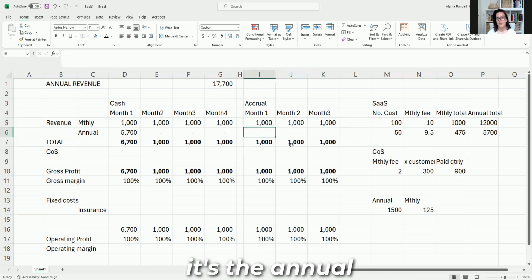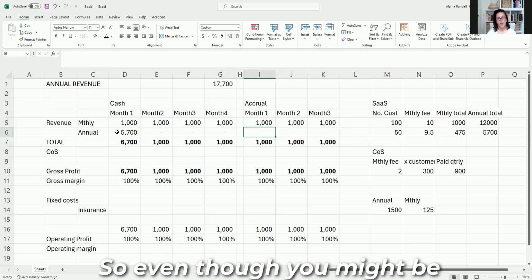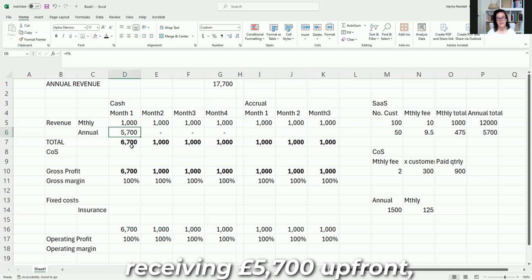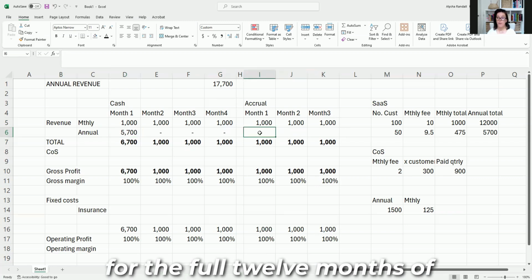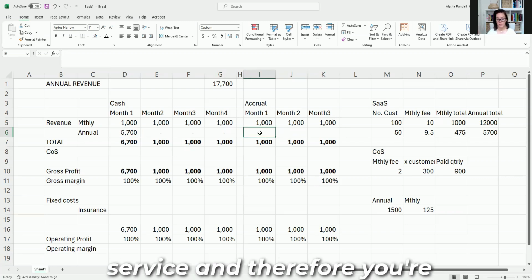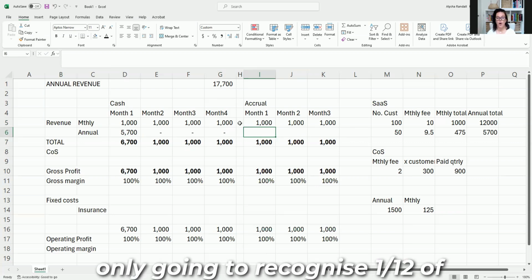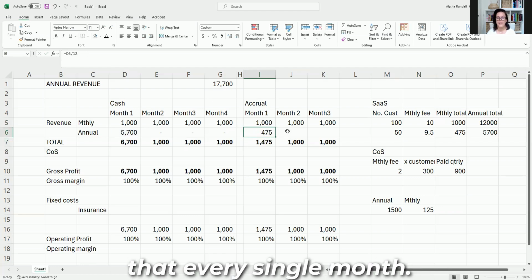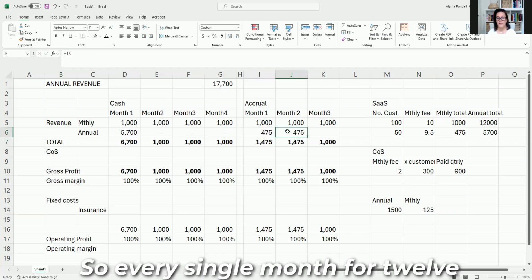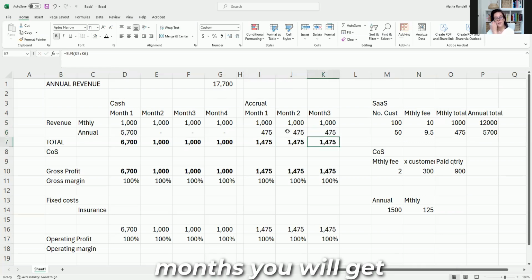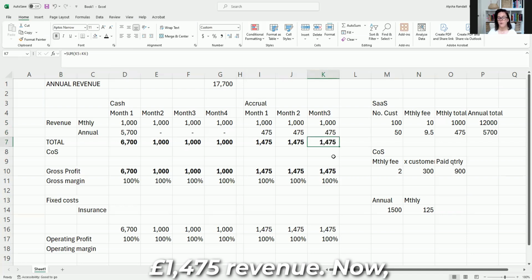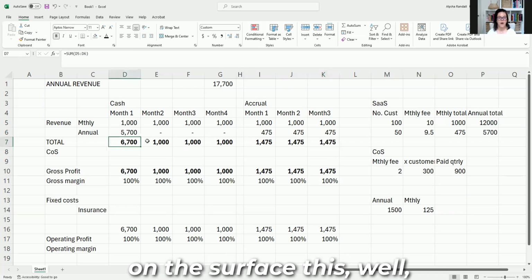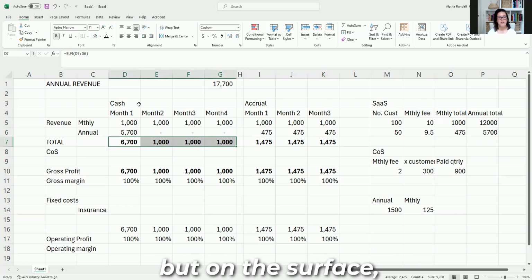However, it's where the annual is different. So even though you might be receiving 5,700 upfront, you actually are receiving it for the full 12 months of service. And therefore, you're only going to recognize 1/12 of that every single month. So every single month for 12 months, you will get 1,475 revenue.